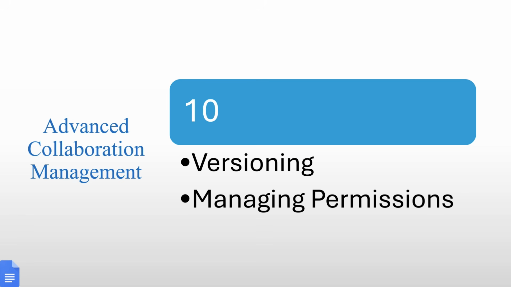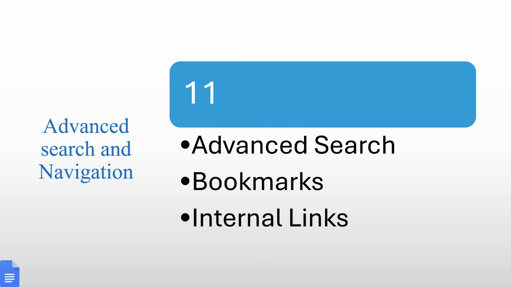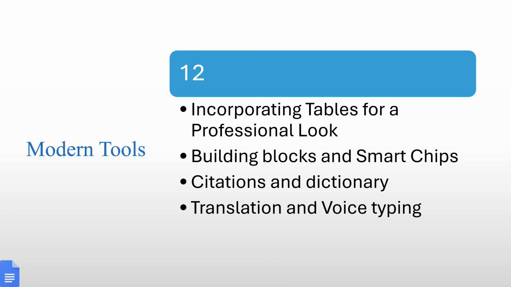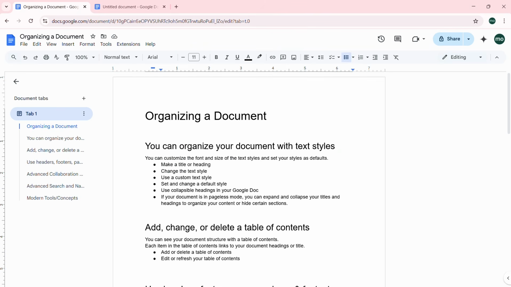We'll also take a look at some advanced collaboration. And once we get to lesson number 11, we'll take a look at some advanced search and navigation. So bookmarks and internal links within our document. And then we'll spend some time taking a look at some really nice tools to use in Google Docs, such as translation and voice typing, citations in the dictionary, and my favorite, using the building blocks and these smart chips.